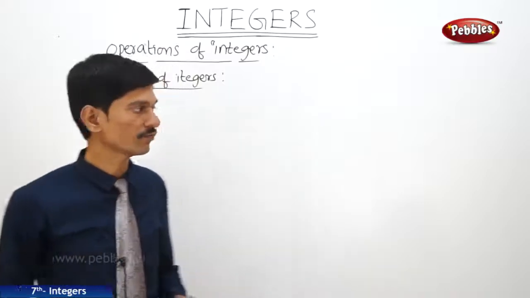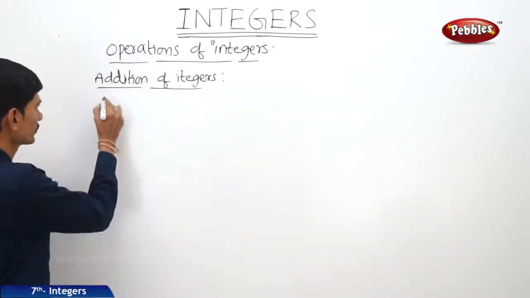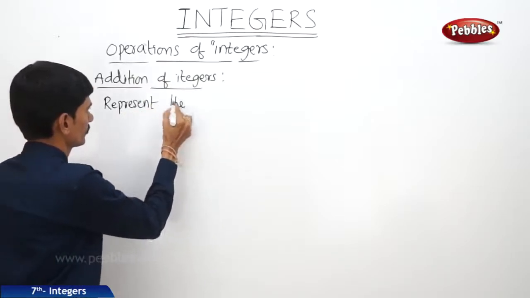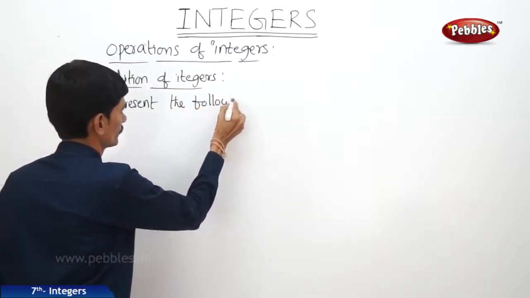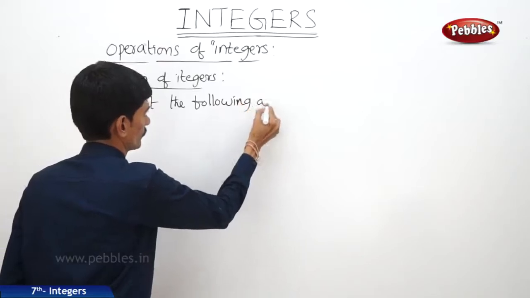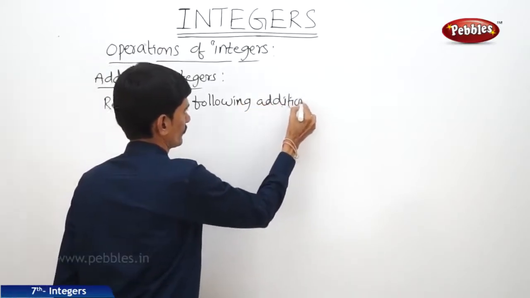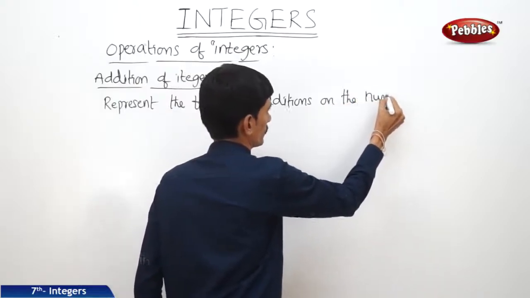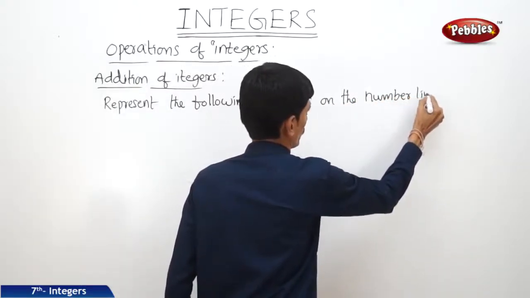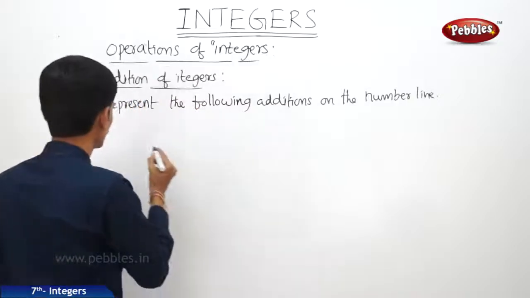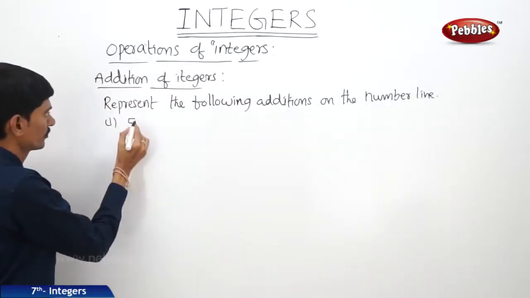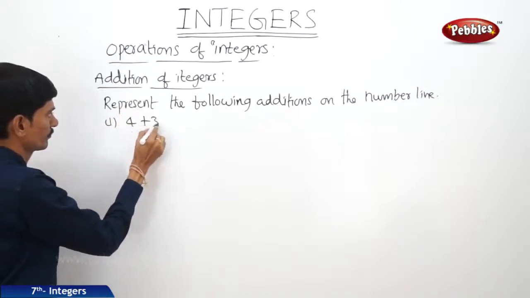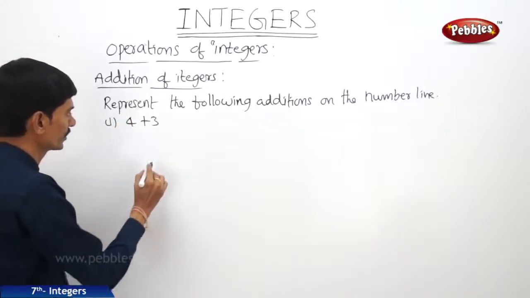Now let us represent the following additions on the number line. Now the first addition is 4 plus 3. Now how to represent the addition 4 plus 3 on the number line?